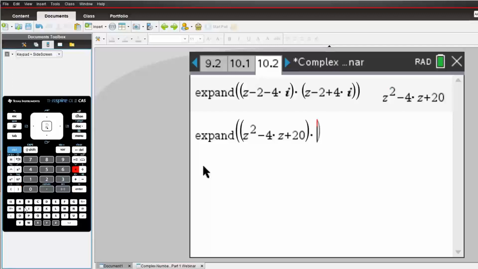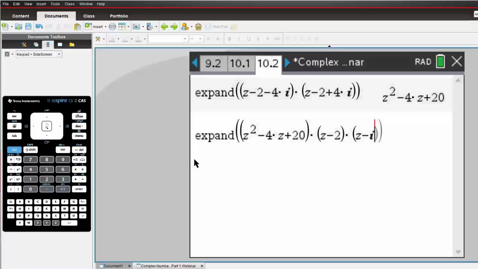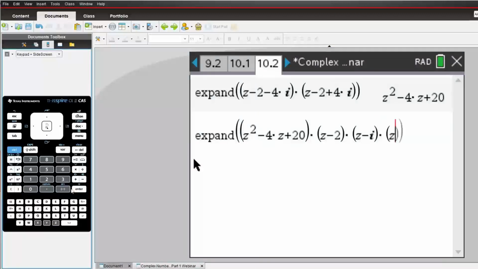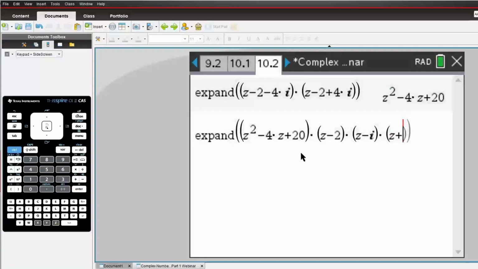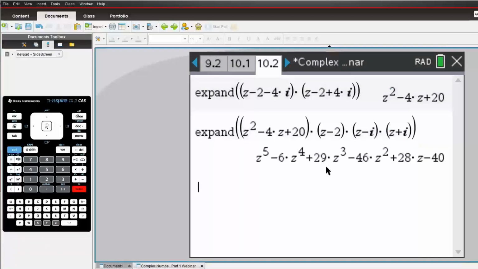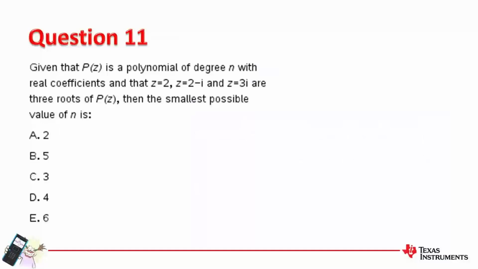and then I would multiply times z minus 2, because as I said, let's say z equals 2 is another root, times z minus i, close the bracket, and it's a good habit to have times between brackets, otherwise sometimes it doesn't work, z plus i, and then I get the polynomial of the 5th degree with real coefficients and roots. 2 plus 4i, 2 minus 4i, real root 2, z is i and z is minus i, 2 complex roots.